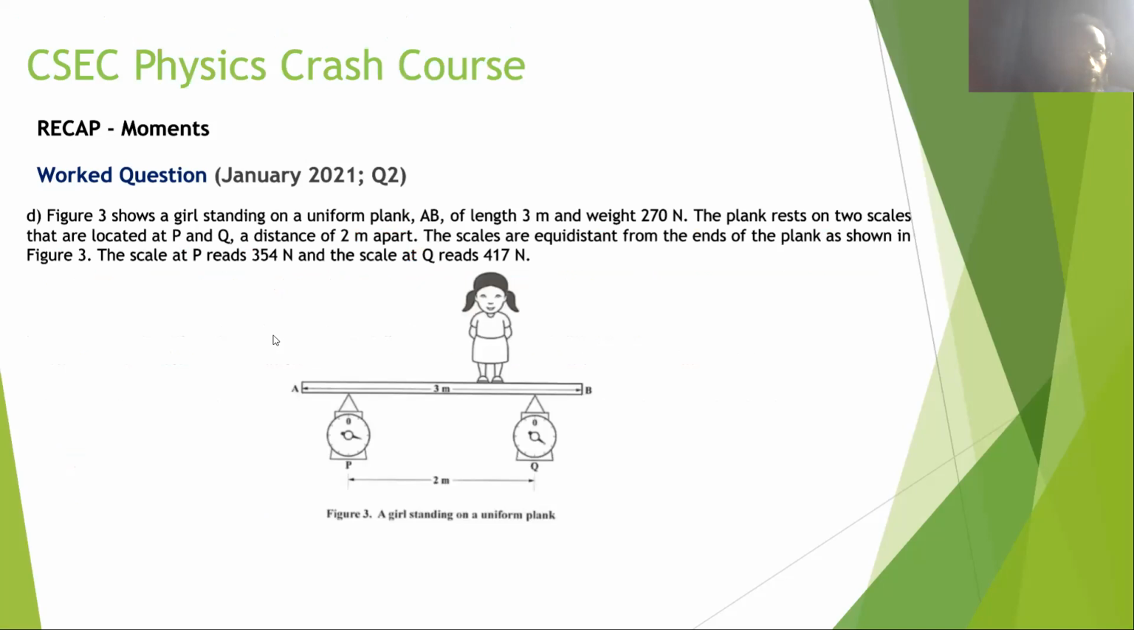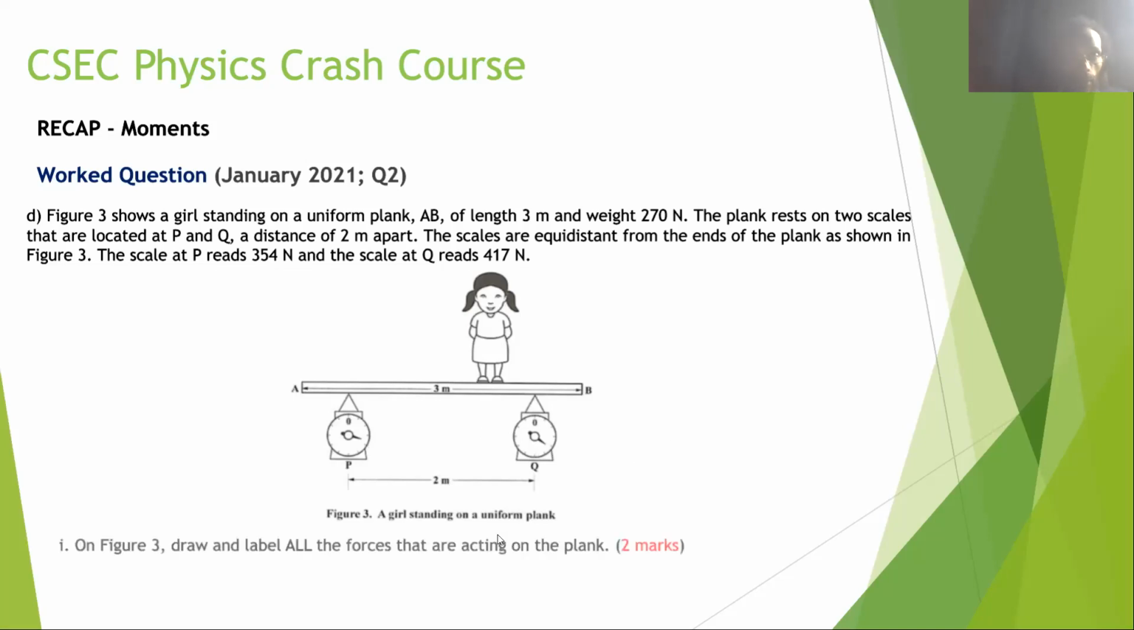Next part: we have a diagram here with a girl standing on a uniform plank, which is 3 meters in length, and the weight is 270 newtons. We are given the scale readings. These scale readings are in newtons, so they are measuring the force.